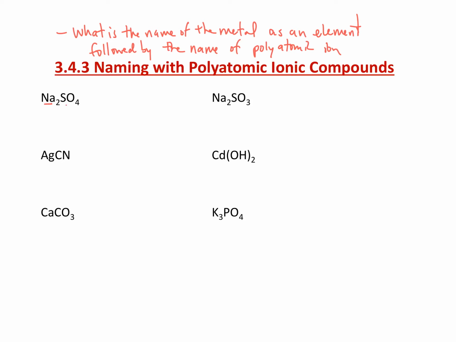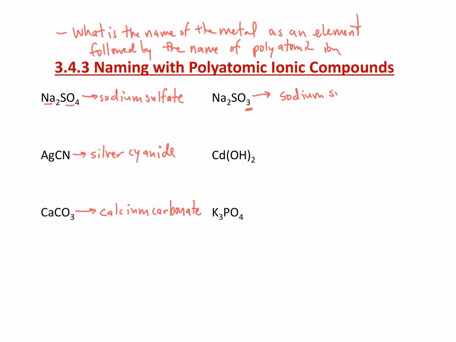So the first one, I've got sodium and I've got sulfate. So sodium sulfate. Down here, I've got silver and I've got cyanide. Here, I've got calcium carbonate. Up here, I've got sodium sulfite. Sulfite has one less oxygen than sulfate. The ITE ending of sulfite indicates I've got one less oxygen than sodium sulfate. ITE for sulfite. Then cadmium and a hydroxide. And the last one, I've got potassium phosphate.